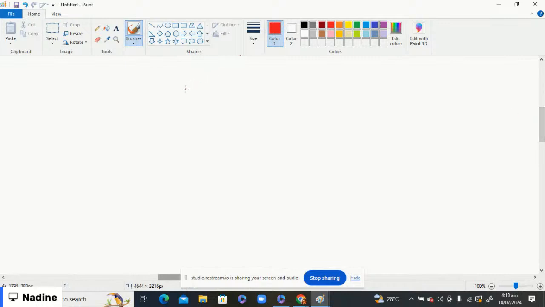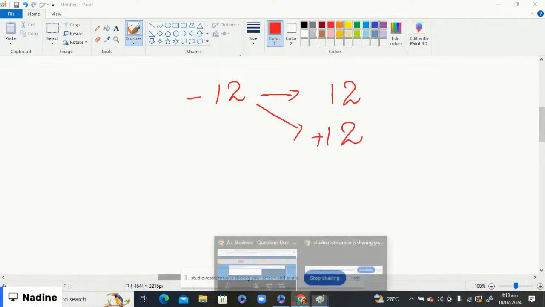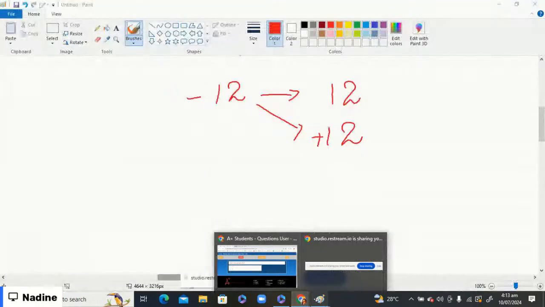Here, if there is a number which is minus 12, and they are saying to find the opposite of this one, the opposite of this one is 12. You can also write it this way, or you can write plus 12. It's all up to you. So this is the meaning of opposites.